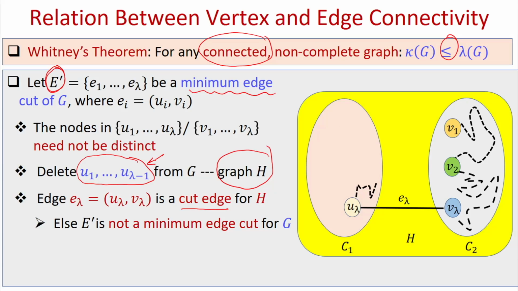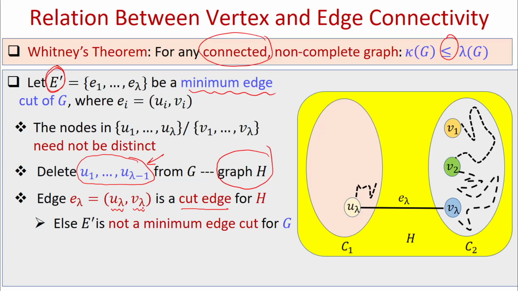Now you might be tempted to say that if I include u lambda in this collection of vertices u1 to u lambda minus 1, it will always constitute a vertex cut for G. Or you might be tempted to say that if I include v lambda in the collection of vertices u1 to u lambda minus 1, that will constitute a vertex cut for G. Well, you can't necessarily do that. You have to argue here based on cases.